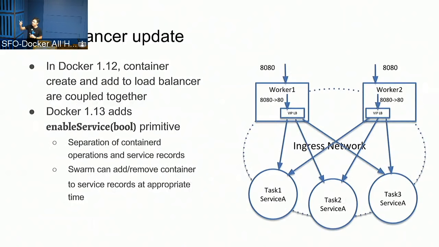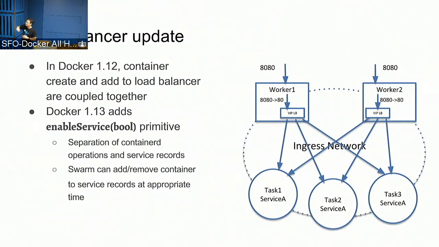As I say, in Docker 1.12, the container create and add to load balancer is one operation. They are coupled together. In Docker 1.13, what we are doing is to separate them, to have an enable service primitive. Enable service, if you set the parameter to true, would enable that container and add it into the service record. If it is false, it would remove it from the service record.